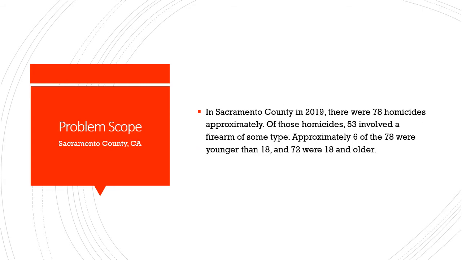For the simplicity of gathering data for this program evaluation design, I will be focusing on the evaluation of the program's impact on Sacramento County. So, taking a look at the scope of the program, in 2019 there were approximately 78 homicides. Of those homicides, 53 involved a firearm of some type, and approximately 68 of those 78 involved victims younger than 18, and 72 were 18 and older.